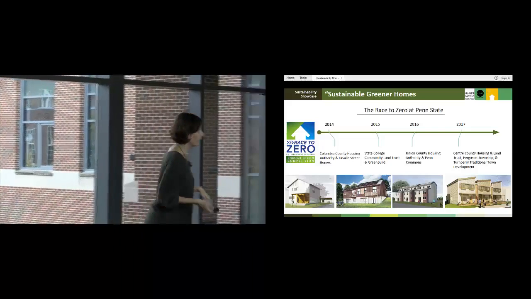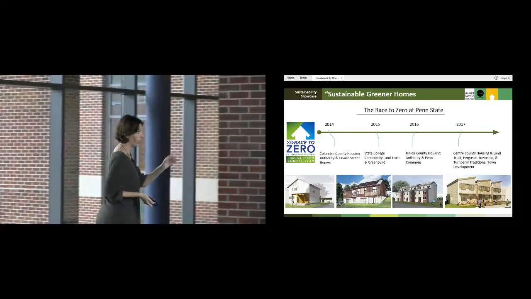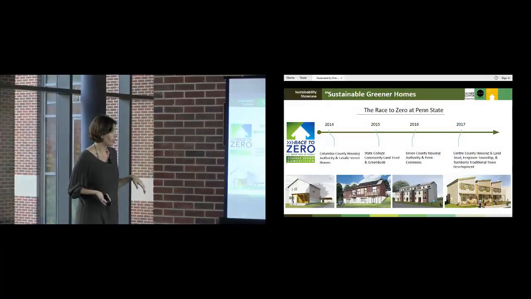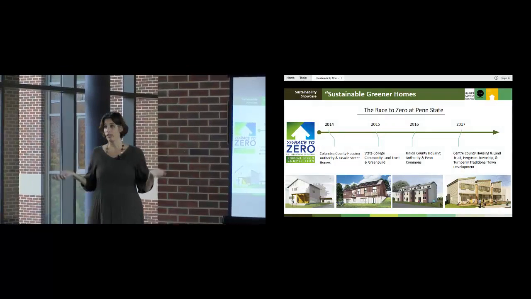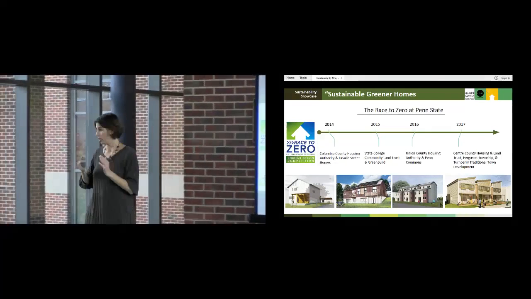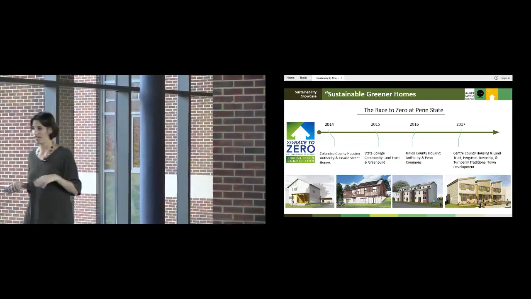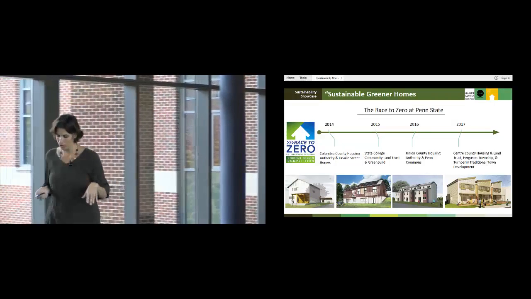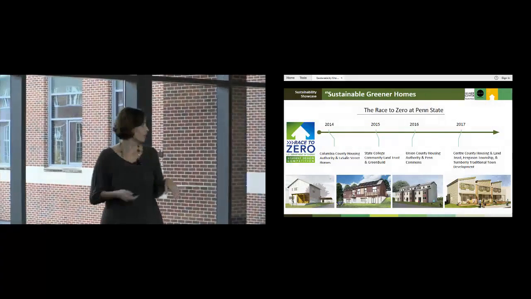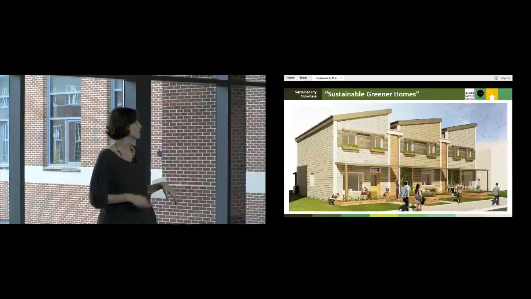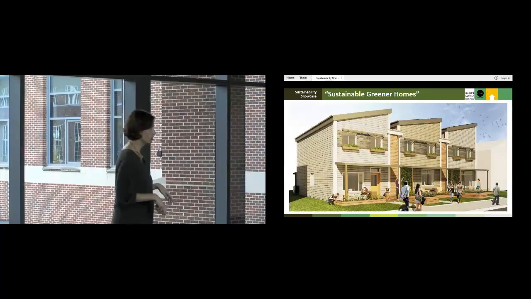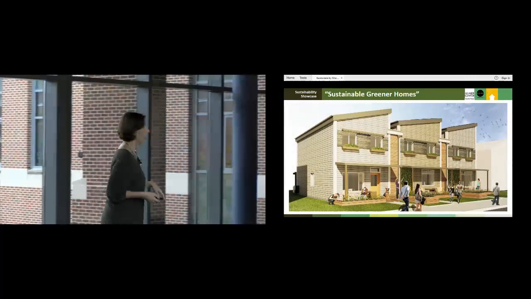So Penn State has actually been participating every year since the competition has existed, and the diversity of our team, the number of students from across campus has really grown, and it's been quite a nice learning opportunity for the students. So we'll just dig into last year's competition entry a little bit.